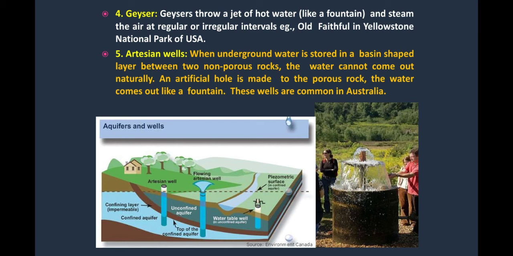Now artesian wells, it is a very interesting thing, and you can see a picture there also. When underground water is stored in a basin-shaped layer between two non-porous rocks, that means one non-porous rock below and one above, and water in the middle. Non-porous means which doesn't allow water to pass through. The water cannot come out naturally. When an artificial hole is made through the upper rock, the water comes out like a fountain. These wells are common in Australia. You can see the picture there.